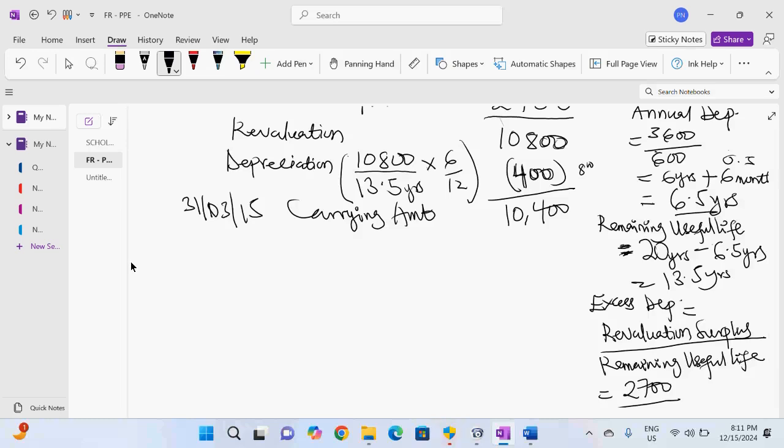So we are done answering the question, right? This question asks for the depreciation. So the depreciation would be added back to the retained earnings in the statement of changes in equity.